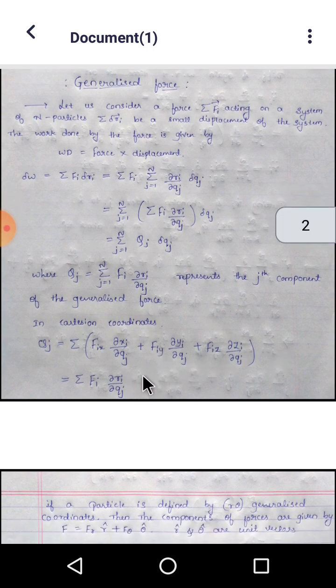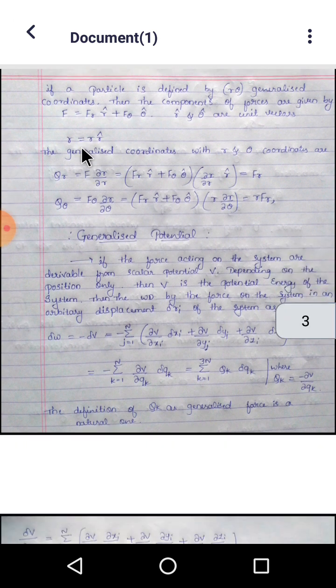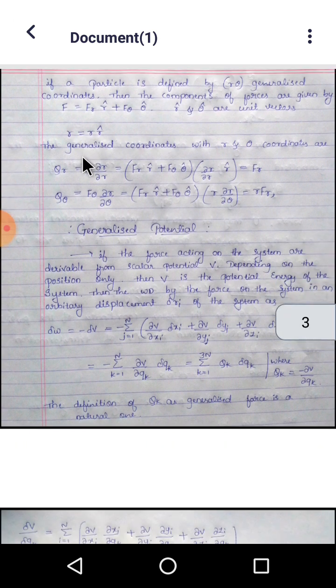That is Qj. In Cartesian coordinates, it means summation of Fi, first the x term: Fix dou xi by dou qj plus Fiy dou yi by dou qj plus Fiz dou zi by dou qj. This is nothing but x, y, z, dou ri by dou qj. Generalized displacement, I solved that. So be prepared: generalized displacement and velocity.